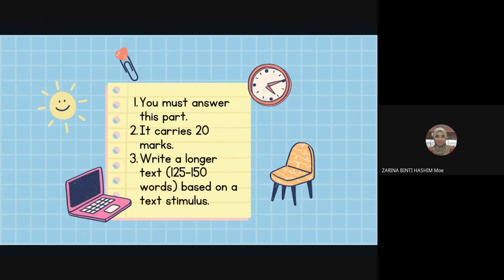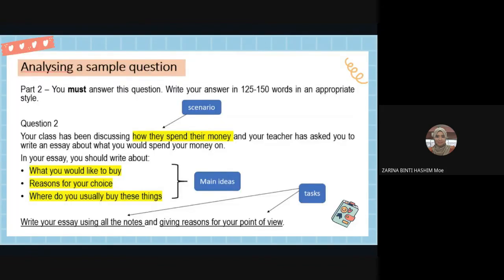And also, okay, apa yang beza dengan part 1 dengan part 2 ni? Here, your essay is much longer, which is 125 to 150 words. So you are required to write a slightly longer text or longer essay, based on a text stimulus. Okay, you must answer this question. Write your answer in 125 to 150 words in an appropriate style.